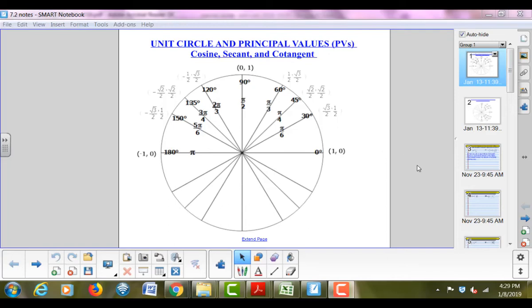Hello, we are going to do 7.2 notes today on inverse functions, continuing on with what we did yesterday. Everyone should look at page 3 of your notes. And just a little review from yesterday.